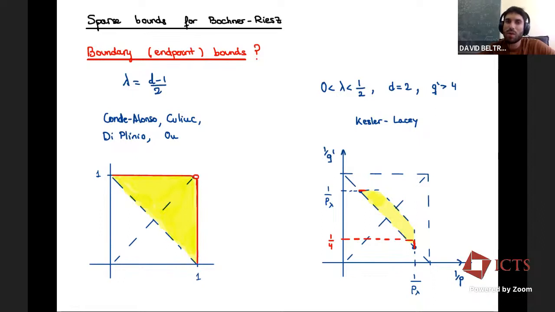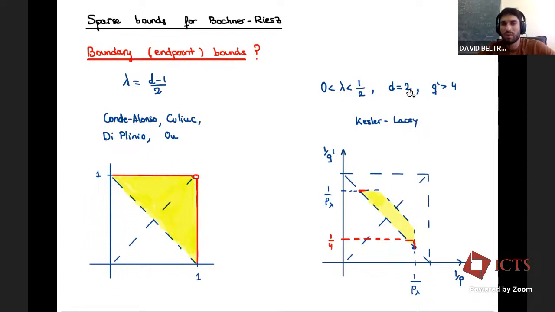And then what happens away from this critical index for p equal to 1? Well, there's also another result. There's a result only in 2 dimensions by Kesler and Lacey. They prove that for any lambda, one can prove a boundary sparse bound, but not in the whole edge. Well, only if lambda was small enough, I guess. But only for a partial boundary edge. And they left open what happens here in the remaining part, or also in the top line. And this was only done in dimension 2.